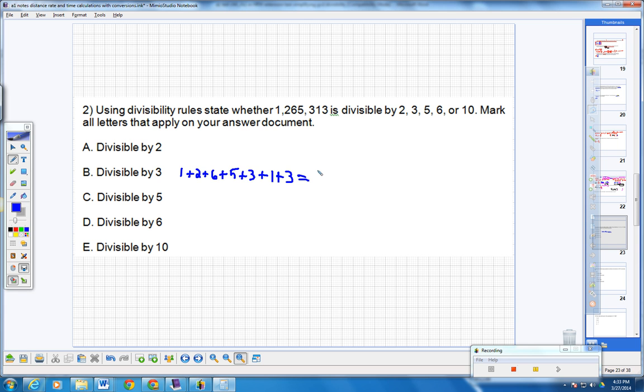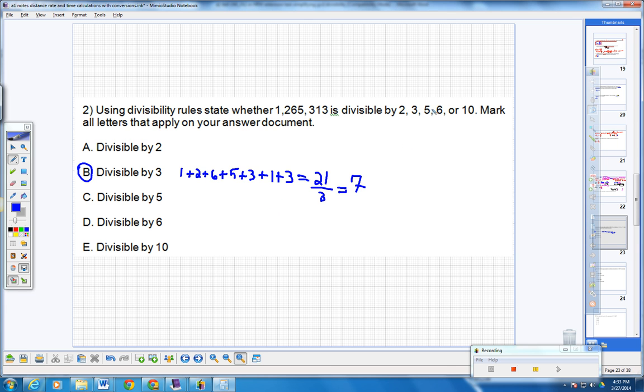The divisibility rules state that if the sum of the digits is divisible by 3, then you know that that number is in fact divisible by 3. So 21 divided by 3, you know that is 7. Nothing after the decimal place there. So you know that this number, 1,265,313, is divisible by 3.